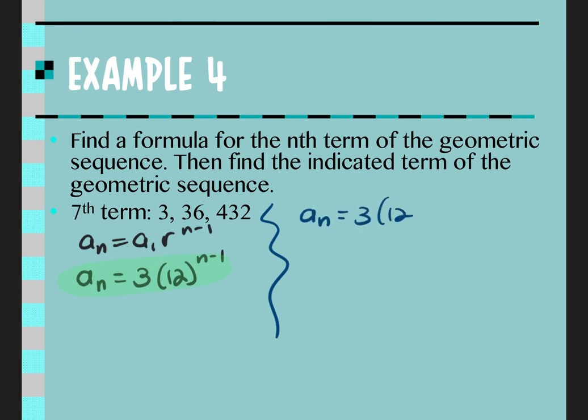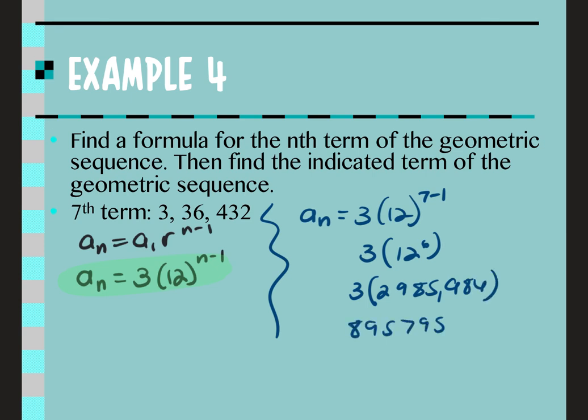So on something like this is when a calculator would come into play. I would not expect you to do 12 to the 6th power. But there are going to be questions where you will not have a calculator, or you'll only have a function which doesn't have the exponent. You'd have to multiply it out the whole time. So 3 times 12 to the 6 is 2,985,984. And then that times 3 is 8,957,952.